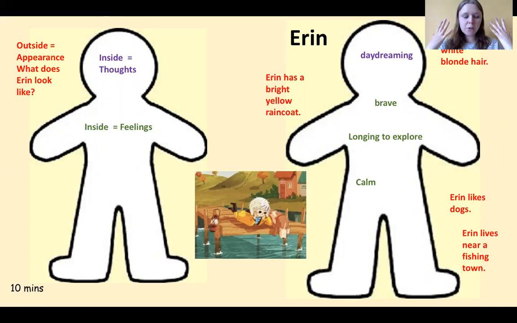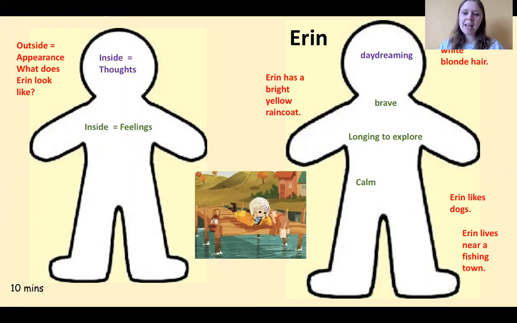So inside the head, you're going to put the thoughts, and I've used the colour purple, but you can use a different colour. And inside the rest of the body, you're going to do feelings. And on the outside, you are going to do anything about the appearance. So have a look here. What does Erin look like? Okay, so if you have a look over here, I've had a go. This is my version of Erin's roll on the wall.